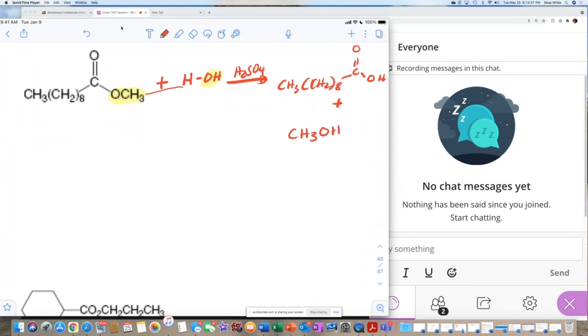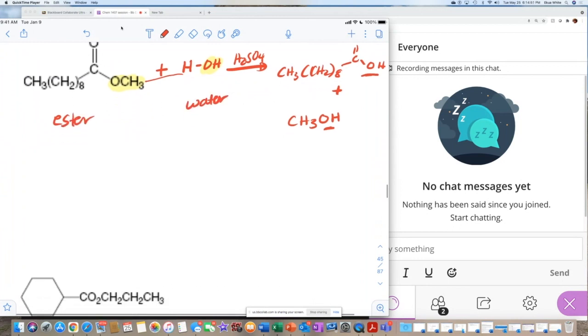CH3OH. You want to see it both ways just because I've seen books write it both ways. You want to get back the parent alcohol and the carboxylic acid from the ester and the water. Okay, that's what I'm trying to do here.